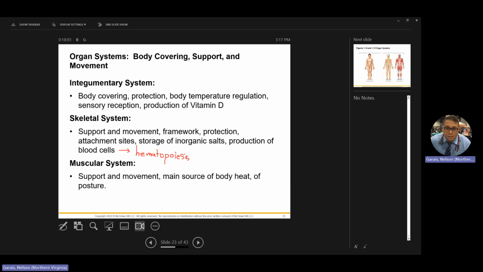And that is poiesis. That is the production of blood cells, and that happens in the skeletal system. Like the story I told you about the little girl with leukemia, if she has a blood problem, she's also going to have a bone problem.